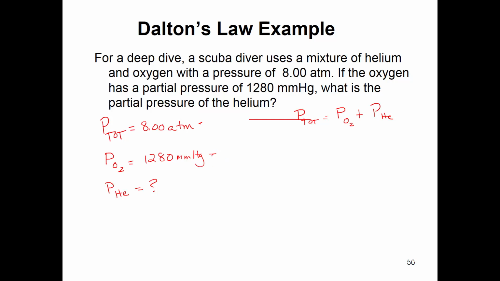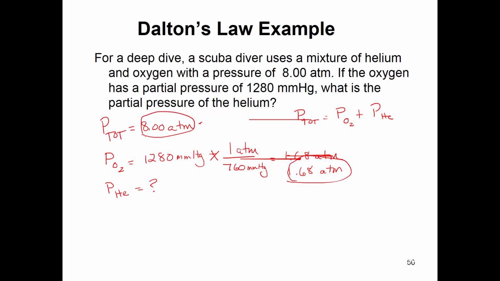So, and you do it with the same one. You'd say times, there's 1 atmosphere in 760 millimeters of mercury. And so 1280 millimeters of mercury gives me 1.68 atmospheres. I don't know why it does that line through it sometimes. Okay, so I got 1.68 atmospheres and I got 8 atmospheres, so they're now in the same unit. So this is P total and this is the partial pressure.